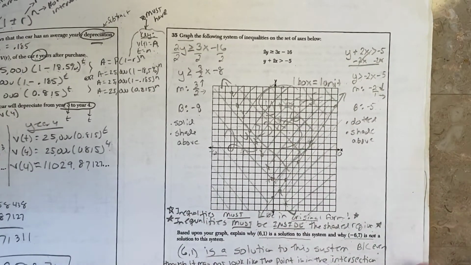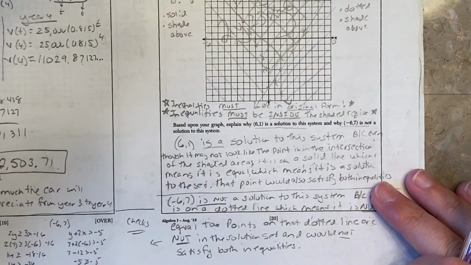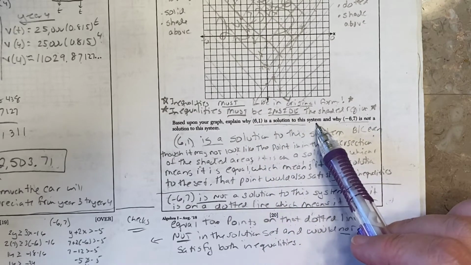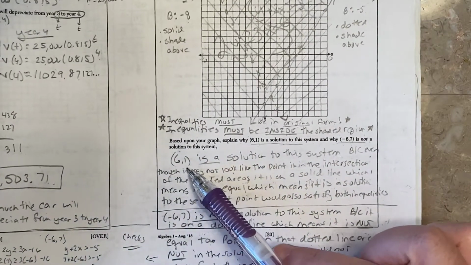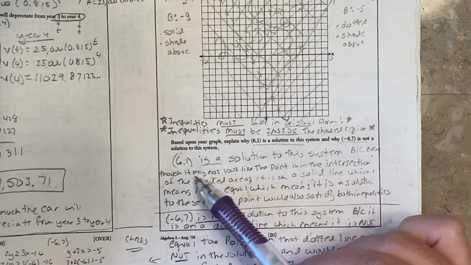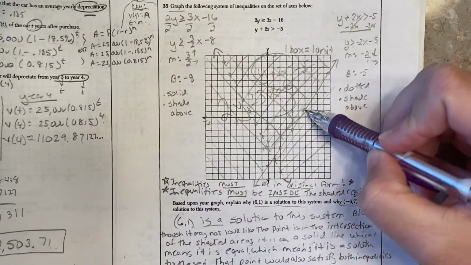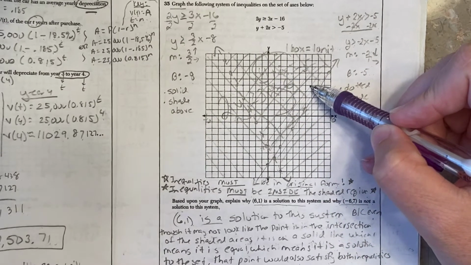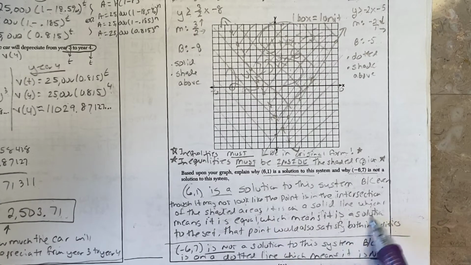Okay, so then they actually gave us 2 specific points, and they wanted to know if they were solutions or not. So based upon your graph, explain why (6, 1) is a solution to the system and why (-6, 7) is not a solution. So this is what I have. (6, 1) is a solution to the system because even though it may not look like the point is in the intersection of the shaded region, (6, 1) is right here. It's right on the actual line. So it might be hard to tell that it's really inside because it's on the line. So it's on a solid line, which means it's equal, which means it is a solution to the set.